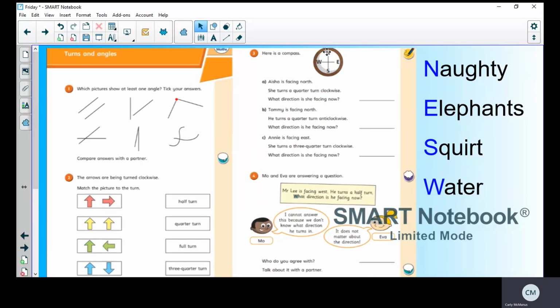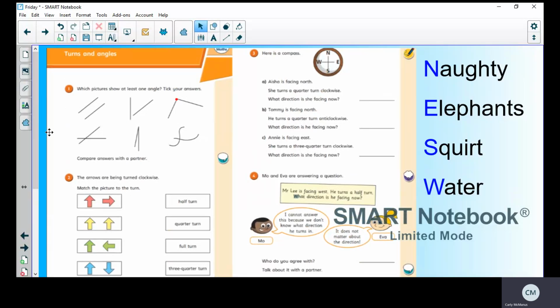Tommy is facing north. He turns a quarter anti-clockwise. Anti-clockwise just means the opposite direction of a clock, so that would mean this way. So if he turns 1/4 this way, which way would he be facing? And then it says Annie is facing east. So Annie's facing this way now, and she turns 3/4 of a turn clockwise. So she's going to go around this way, but she's going 3/4.